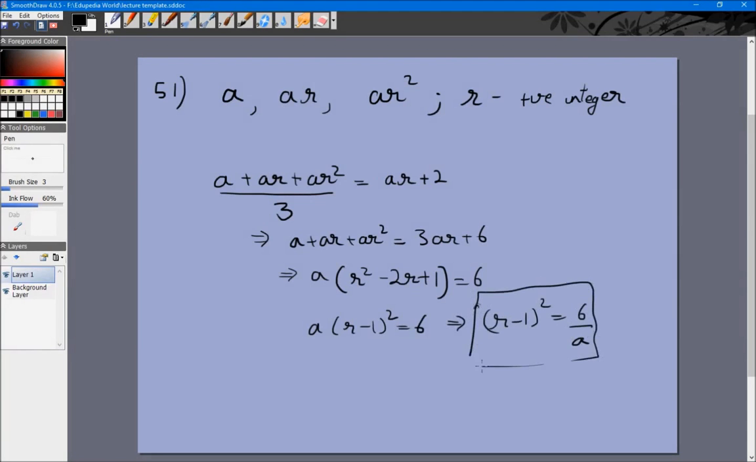Now after this, because these are integers, it's very limited. If R is an integer, a positive integer, R minus 1 has to be an integer. That means its square is an integer. That means 6 divided by A has to be an integer.